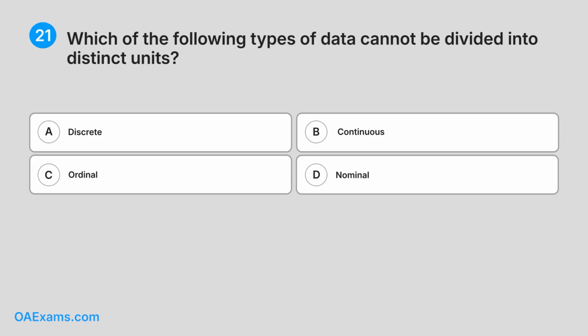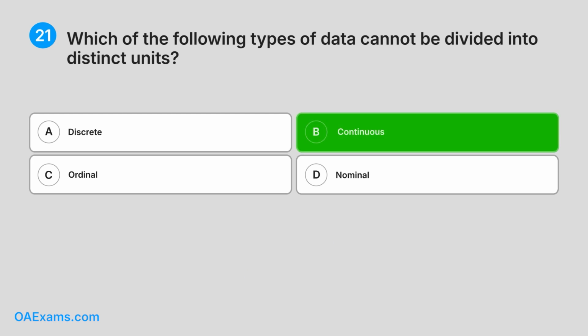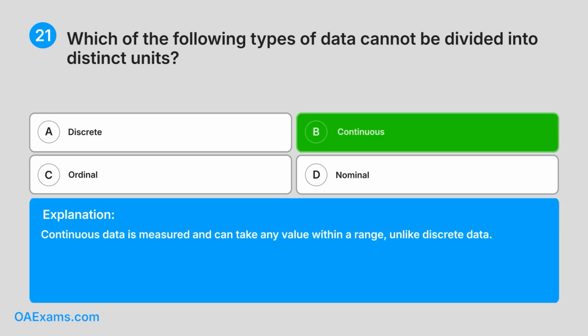Correct answer. B. Continuous. Explanation. Continuous data is measured and can take any value within a range, unlike discrete data.